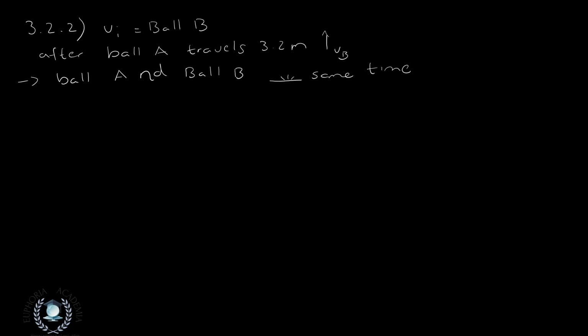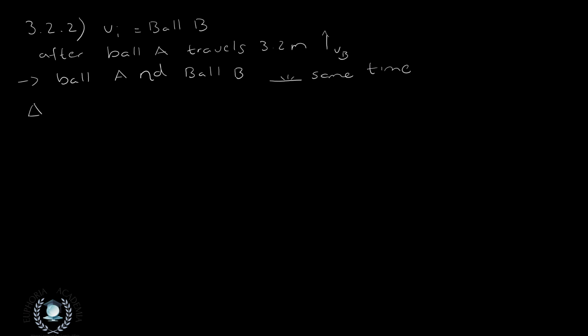So it's important to know the time ball A takes to get to or passes 3.2 meters, because we already have the final time of ball A. So it's going to give us some sort of indication of where ball B is going to be. All right, so let us get that.